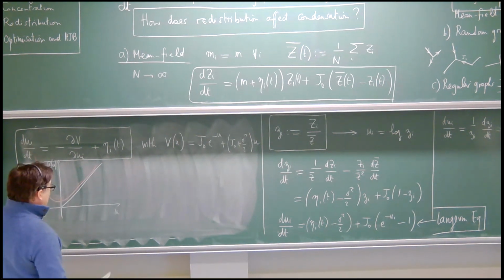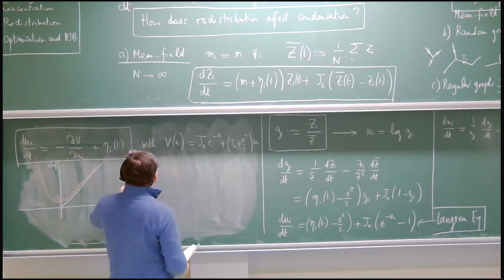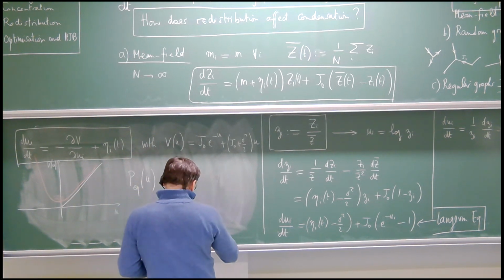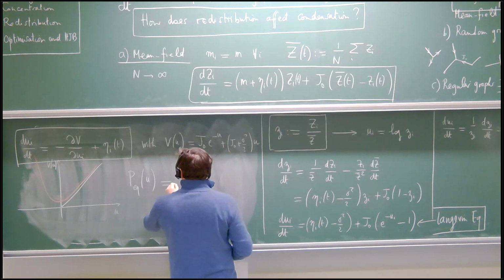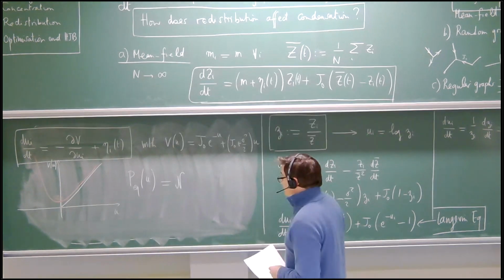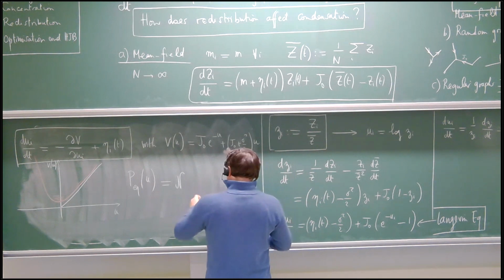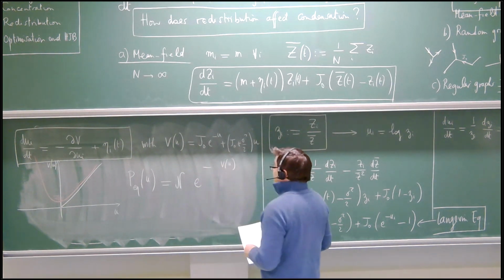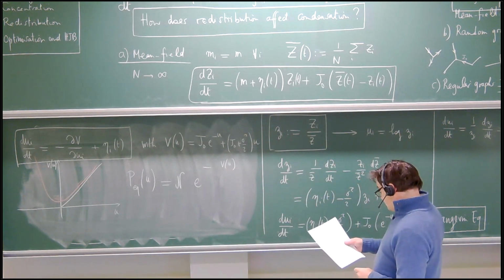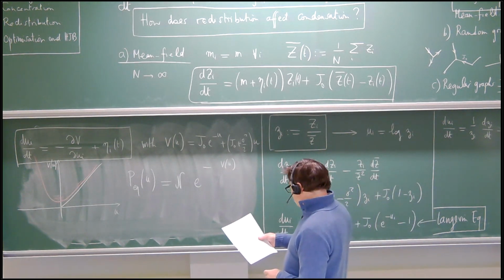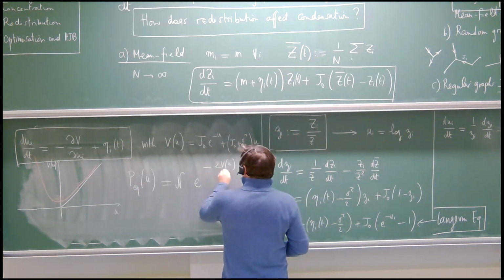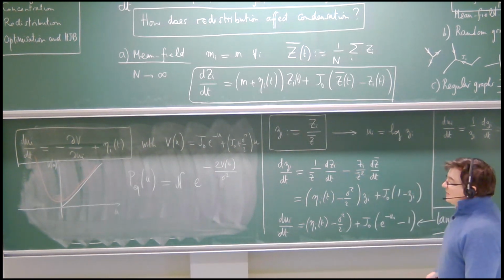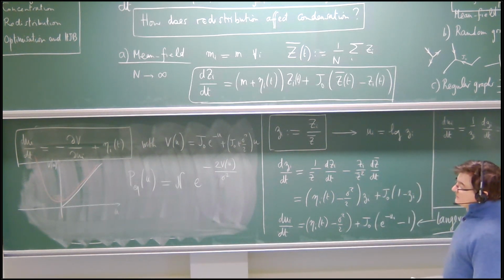More precisely, what we know is that the stationary distribution, the equilibrium distribution of u, is nothing but the Boltzmann weight: a certain normalization N times exp(-V(u)/T). Here the temperature is σ²/2, so it's exp(-V(u)/(σ²/2)), that is exp(-2V(u)/σ²). So this is a stationary distribution.